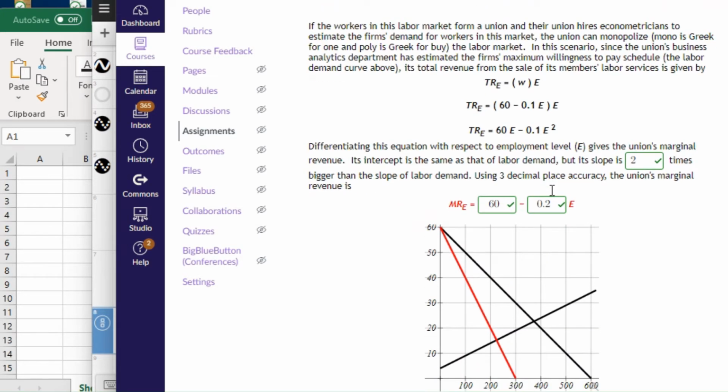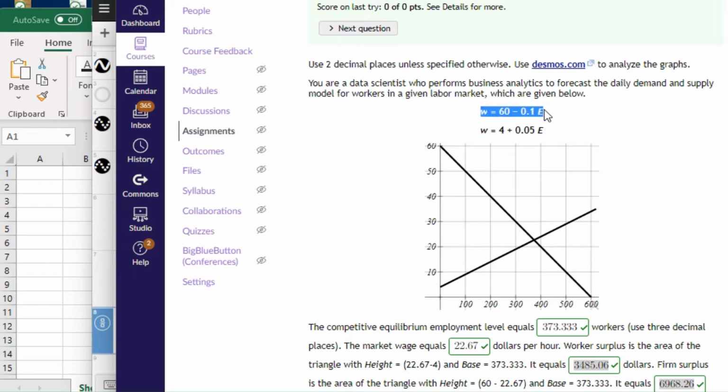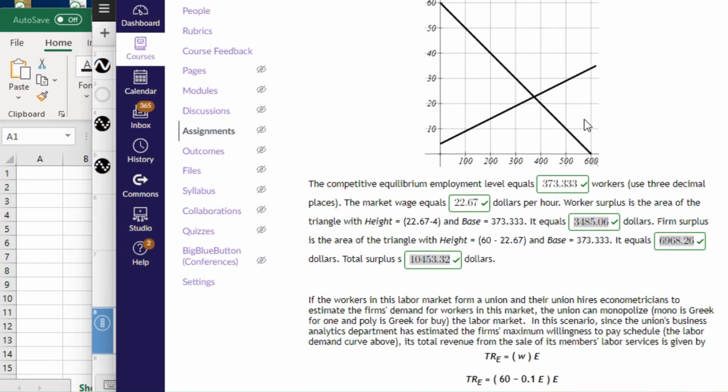Now, if the workers in this labor market form a union and their union hires econometricians to estimate the firm's demand for workers in this market, then the union can monopolize the labor market by having all the employees join its union. In this scenario, the union's business analytics department has estimated the firm's maximum willingness to pay schedule, right? This is the firm's maximum willingness to pay. If they can estimate this labor demand equation, then the union knows how much firms are willing to pay for different levels of employment, right?